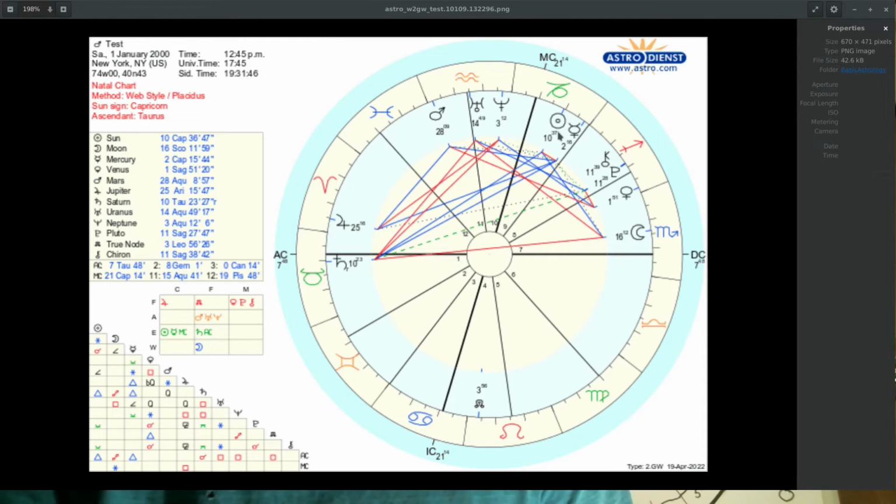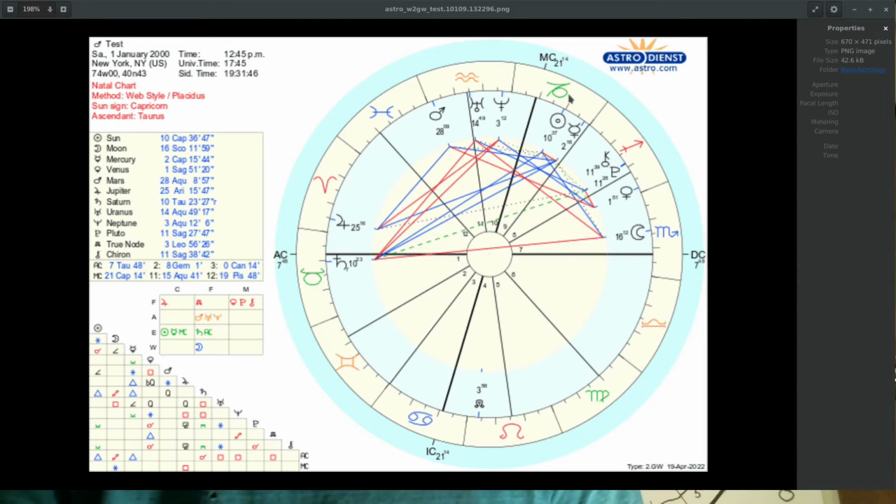The sun is also in the 9th house. Moon in the 7th house. And the ascendant is the 1st house cusp. That's how it always is.